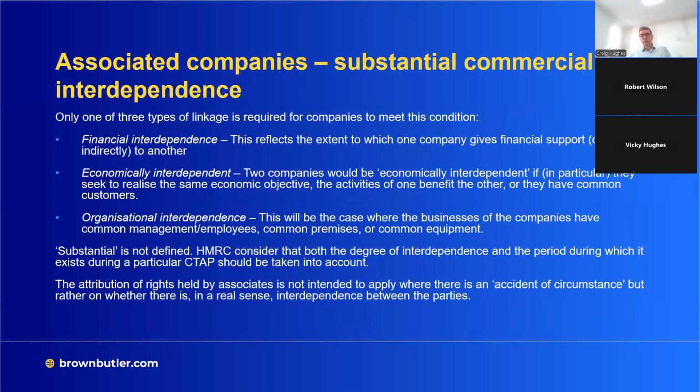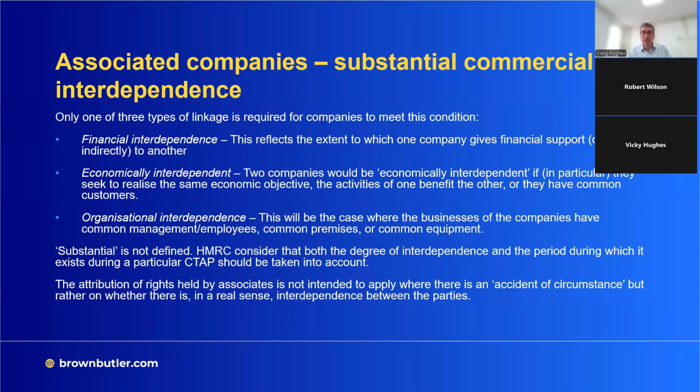Now, I mentioned substantial commercial interdependence, and this is a key point when we're looking at whether or not we bring in the shareholdings of associates when we're looking at connection. And there are three types of linkage here that are assessed to determine whether two companies are substantially commercially interdependent of each other. So one is financial. This is to the extent that one company gives financial support to another.